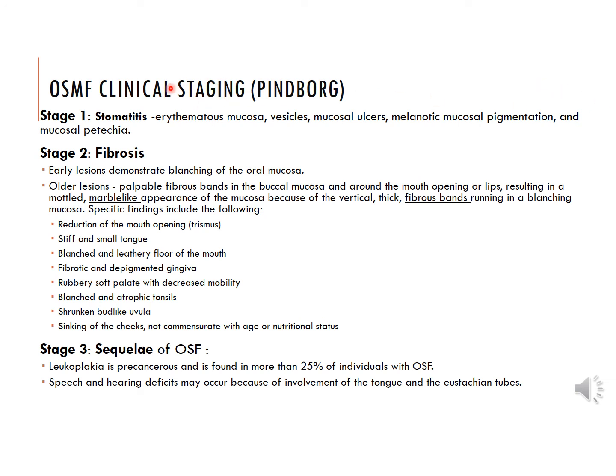This stage is generally missed by many clinicians because the patient doesn't really present to you at this stage, or it is probably overlooked. The fibrosis, or stage 2, is when symptoms start to set in, where you actually see blanching of oral mucosa, and when lesions are a little older, you can palpate fibrous bands in the buccal mucosa and around the mouth opening or lips, like the picture you've seen previously, resulting in a mottled, marble-like appearance of the mucosa because of the vertical thick fibrous bands running in a blanching mucosa.